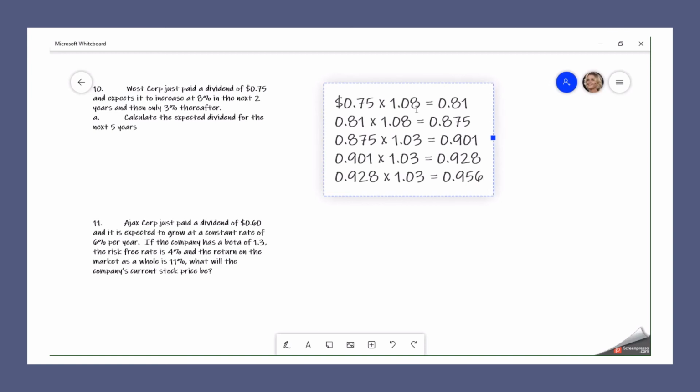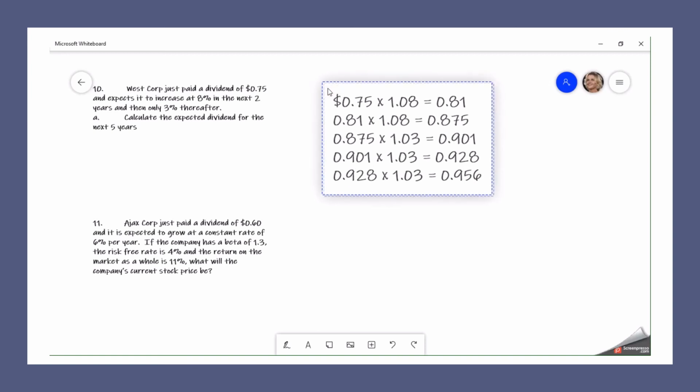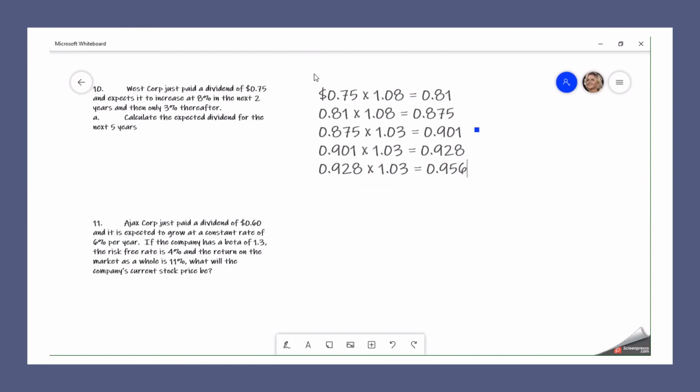And that I'd round to 956. Okay, so then that is our expected dividend for the next 3 years, and we can see how it grows.